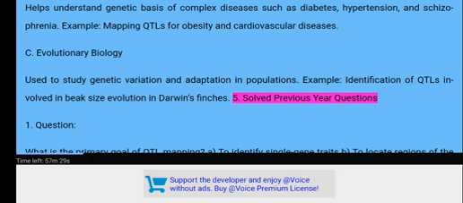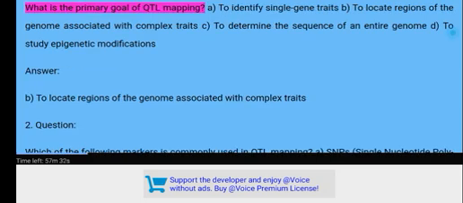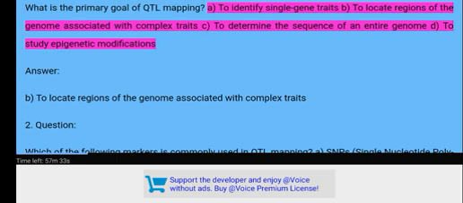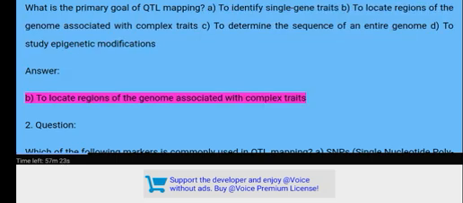5. Solve previous year questions. 1. Question. What is the primary goal of QTL mapping? A. To identify single gene traits. B. To locate regions of the genome associated with complex traits. C. To determine the sequence of an entire genome. D. To study epigenetic modifications. Answer: B. To locate regions of the genome associated with complex traits.